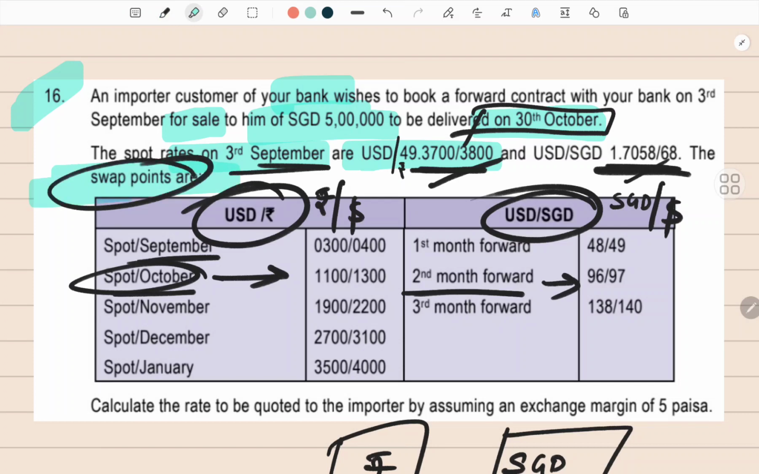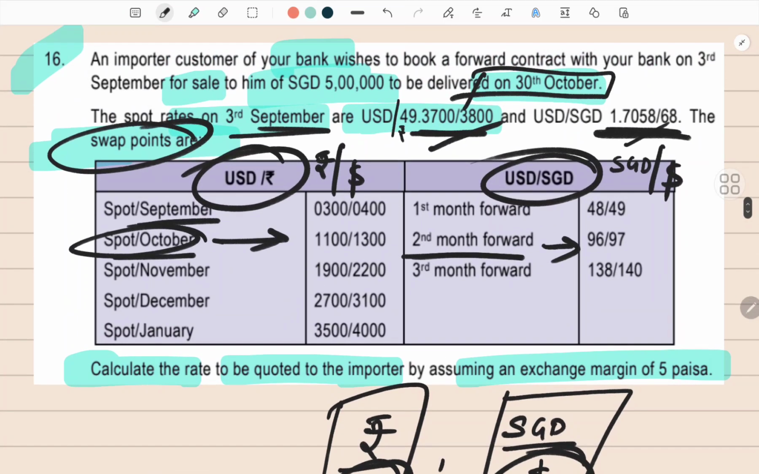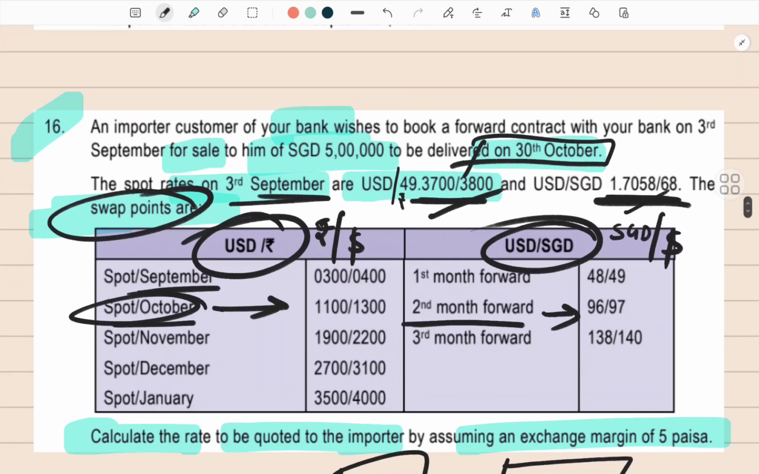What they have asked is, calculate the rate quoted to the importer by assuming that there is an exchange margin of 5 paise, that is 0.05 rupees. Okay, so let's do this. Now what exactly is the quote required? See, there are two currencies, nothing is given to you. You have to assume that the importer customer is an Indian. Okay, and the other currency here is the STD.